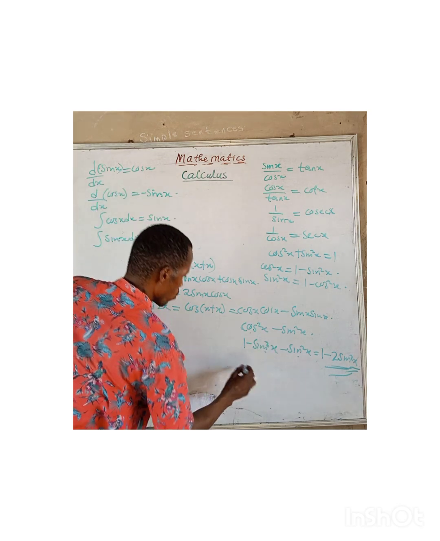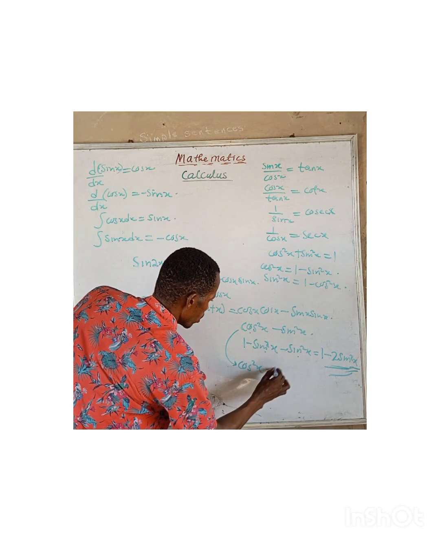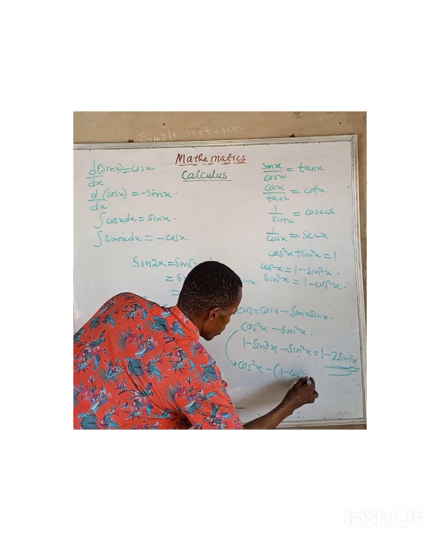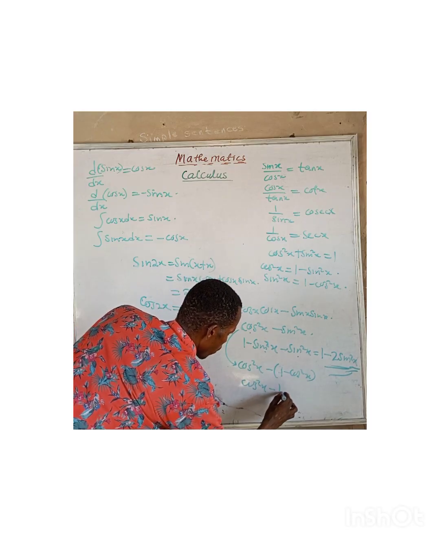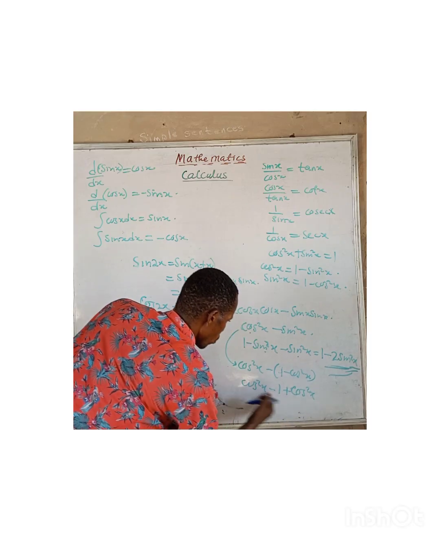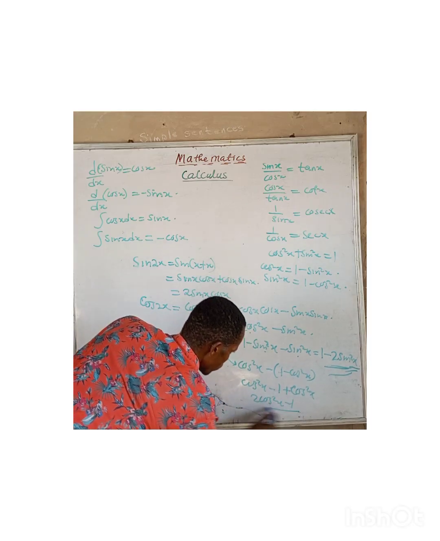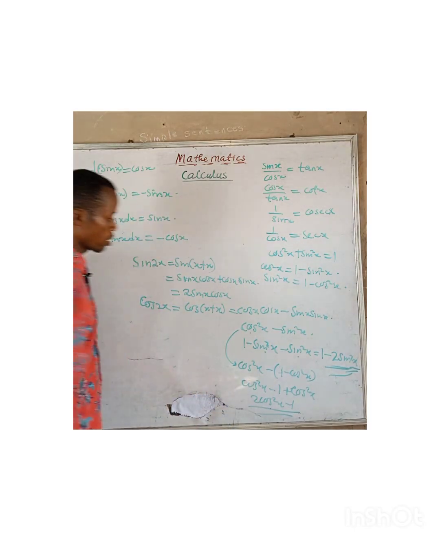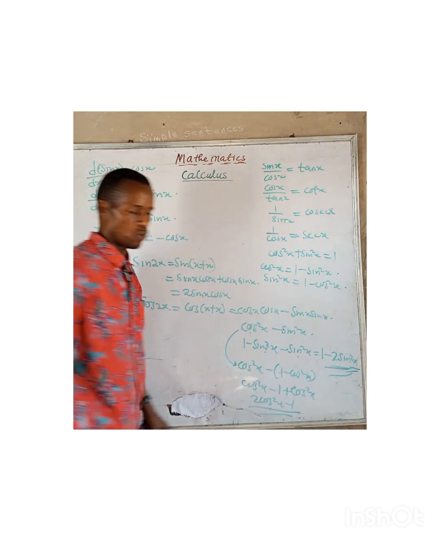If you want to change everything to cos, we change sine square x to 1 minus cos square x. So which will give us cos square x minus 1 plus cos square x. Cos square x plus cos square x gives us 2 cos square x minus 1. So we can prove our cos 2x to become 2 cos square x minus 1, or if we want our answer in form of sine, 1 minus 2 sine square x.